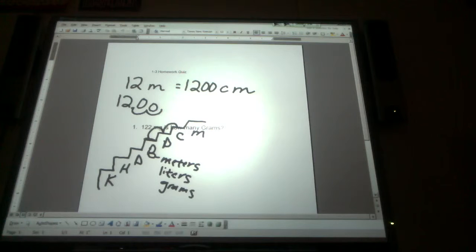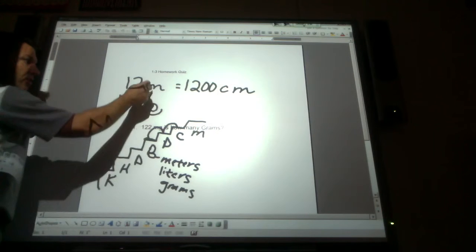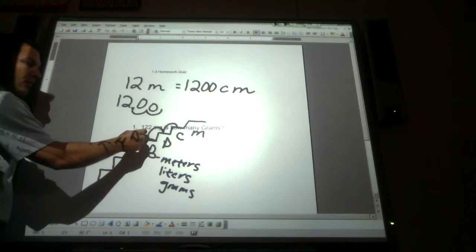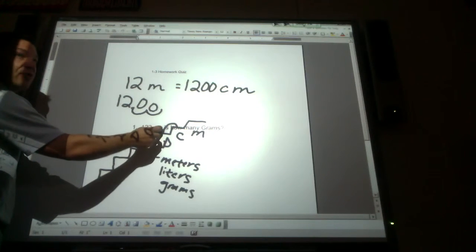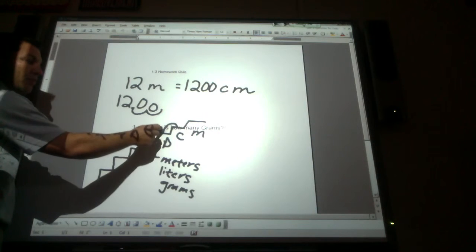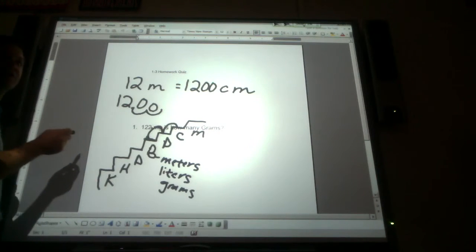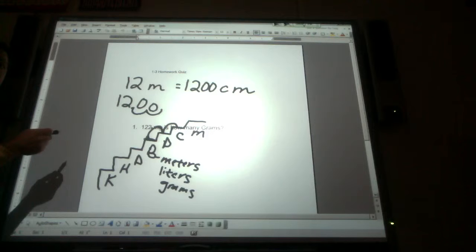All right? So that's how we use our chart. We go from where we started, 12 meters, and we move it up 1, that's 120 decimeters, and move it up 1 more, that's 1,200 centimeters. Okay?